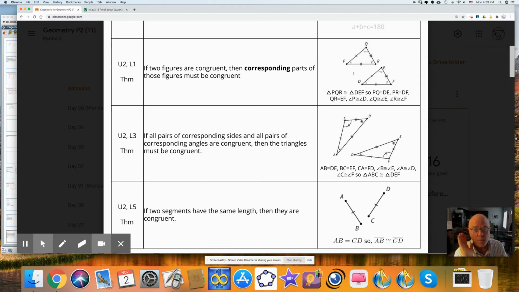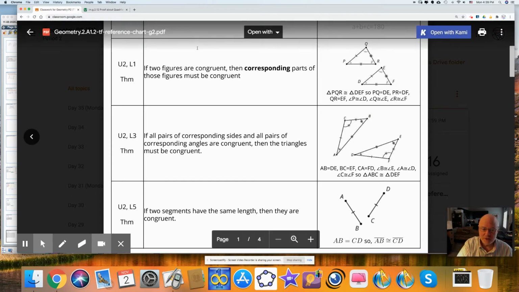And you have to say the word corresponding, because if you didn't, I could have 5 parts of one triangle that are congruent to 5 of the 6 parts of a second triangle and them not be congruent. That's why we use the word corresponding. And if you don't believe it, well, you try it on your own, and maybe sometime I'll show you how to do it.